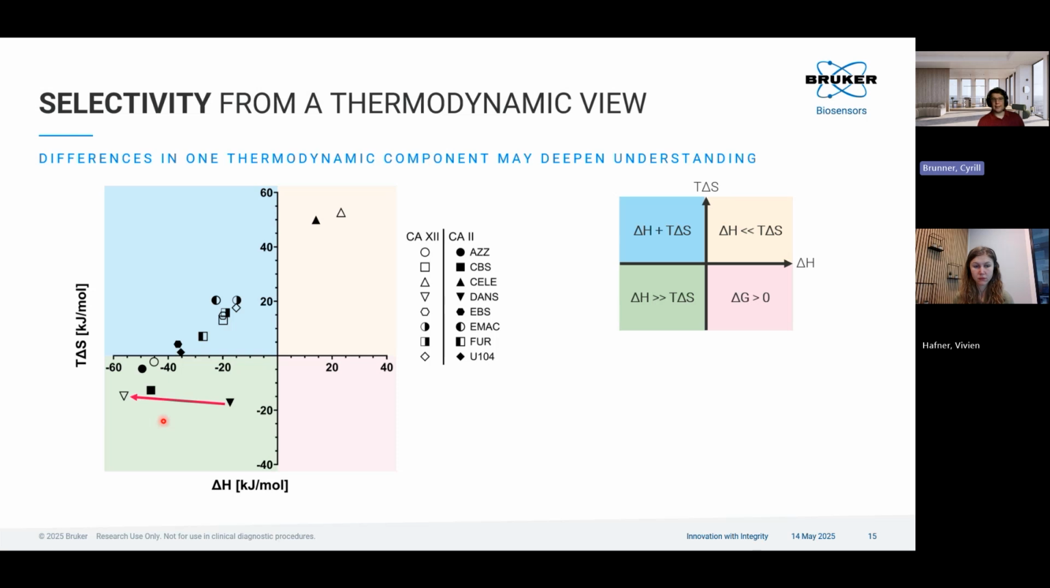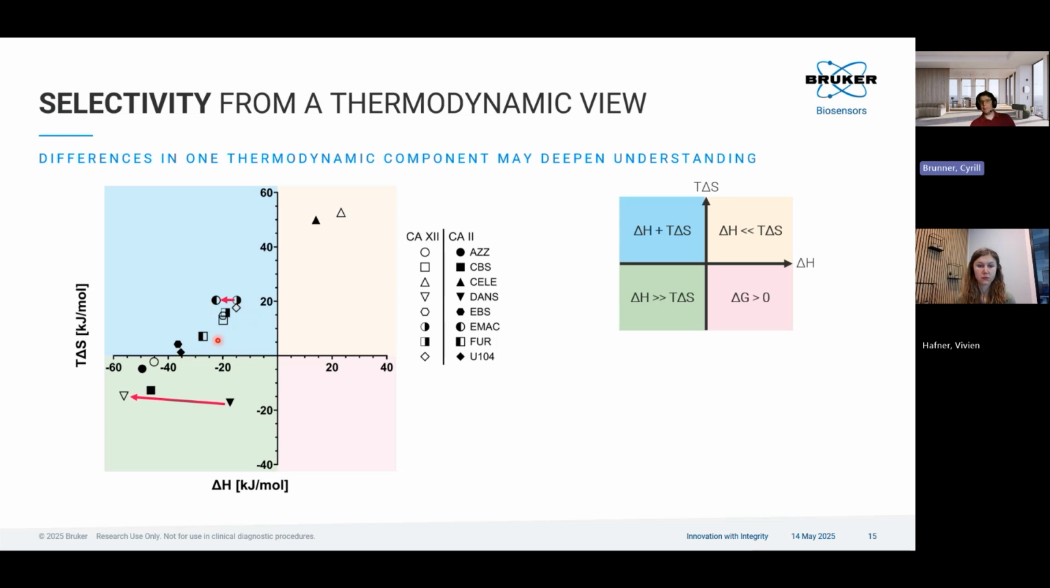If we look here, for instance, at dunsilamide, actually binding to carbonic anhydrase 2 is enthalpically driven as well, not as strong, however, if it binds in comparison to binding to carbonic anhydrase 12. So we already see there's a difference in the enthalpic contribution of that binding, whereas the entropic contribution remains the same. We're moving here only along the x-axis and not along the y-axis. Another example is here EMAC. EMAC binds stronger to carbonic anhydrase 2 than it does to carbonic anhydrase 12. So here is the value for 12, here is the value for 2.